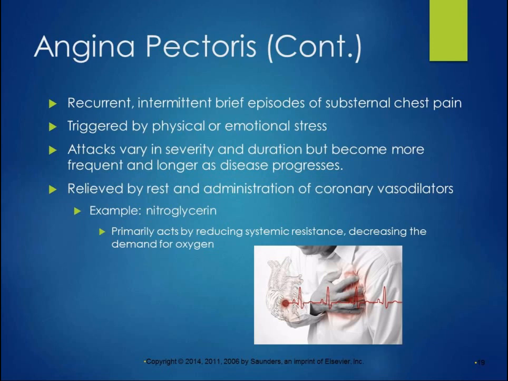They describe it as recurrent, intermittent, brief episodes of substernal chest pain. It can be triggered by physical or emotional stress, so not just physical stress, but emotional stress too. Attacks vary in severity and duration, but become more frequent and longer as the disease progresses. It's usually relieved by rest and the administration of coronary vasodilators, such as nitroglycerin. Primarily acts by reducing systemic resistance and decreasing the demand for oxygen.